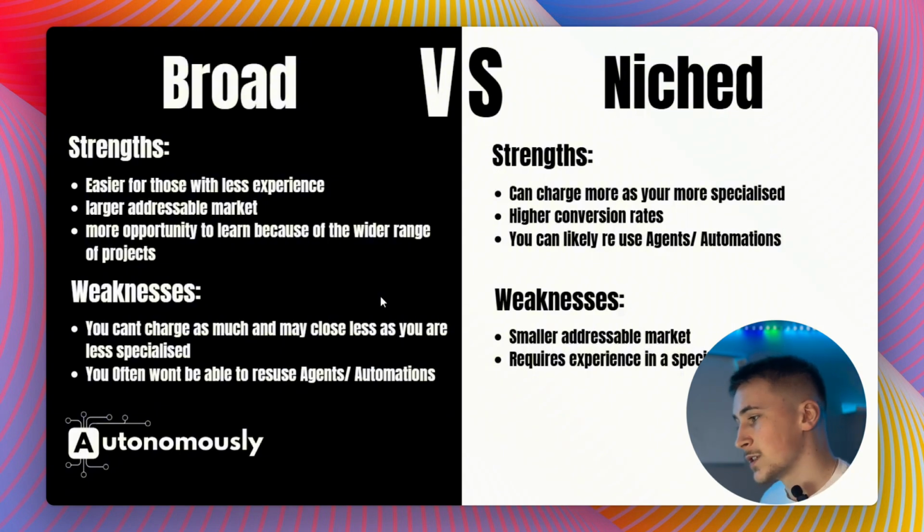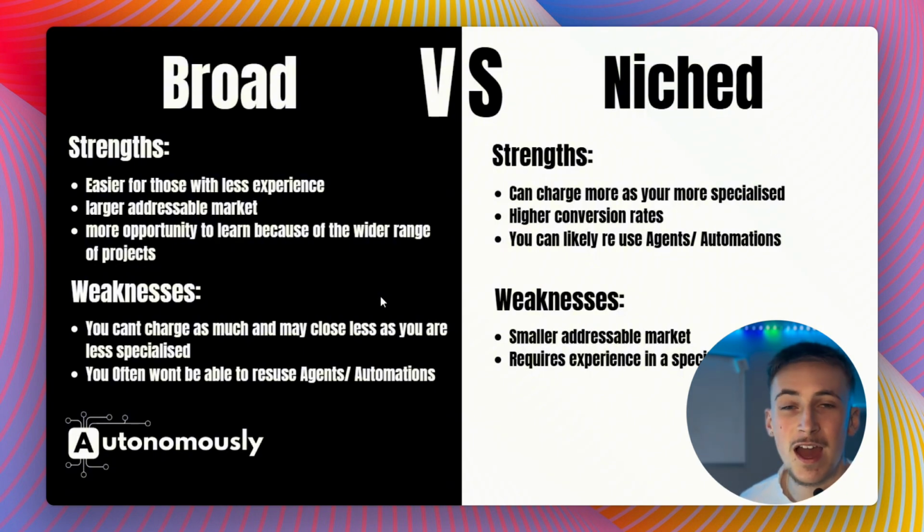The weaknesses obviously for this are that you can't charge as much and you'll probably close less as you are less specialized. And I know you guys are going to hear this and just be put off broad instantly. But when I say that you're going to close less, this isn't necessarily a bad thing because you have a bigger addressable market. You're going to be talking to more people. So even if you have a lower conversion rate when it comes to closing, you still might be able to get more clients than if you go niched. And hearing the fact that you can't charge as much might also not be great for some of you guys. But I promise you, at the beginning, you just really want to learn how all of this works, how to create AI agents and how to actually solve problems.